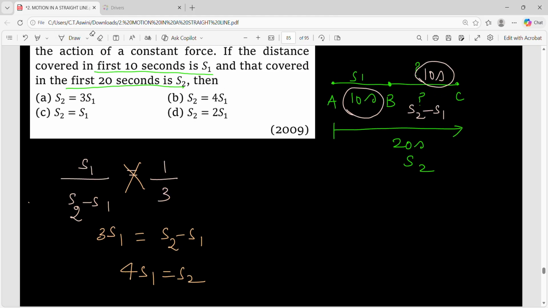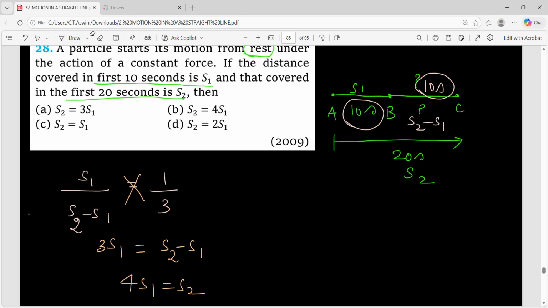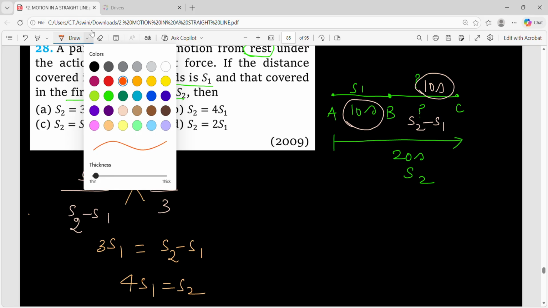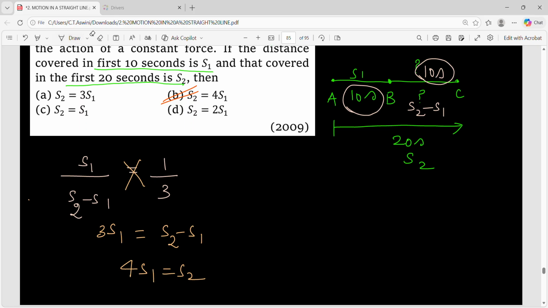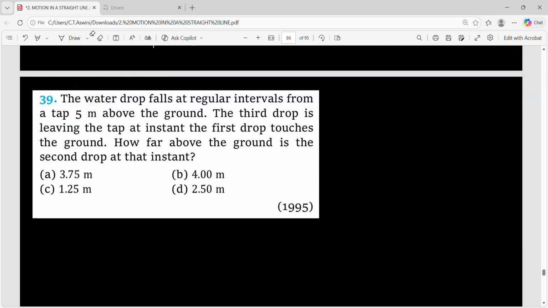Is there any such option? 4S1 is equals to S2. Yes, we have it in option B. So option B is our answer. Clear, everyone? Finding it useful? Galileo's law of odd numbers?